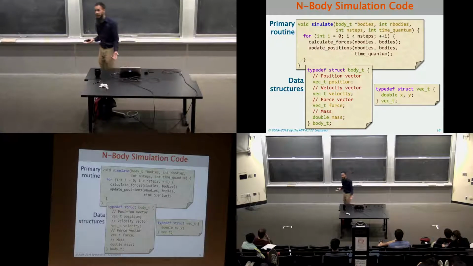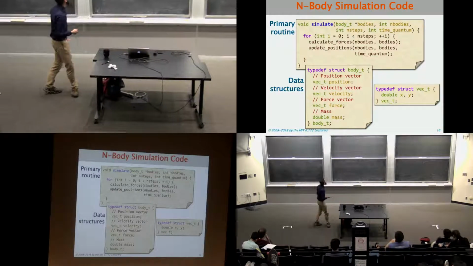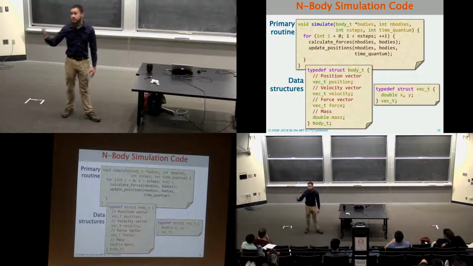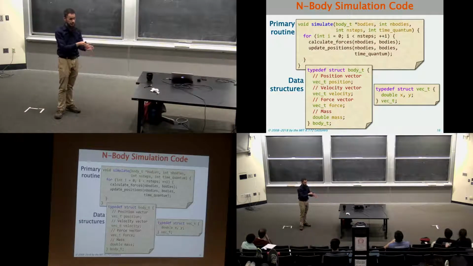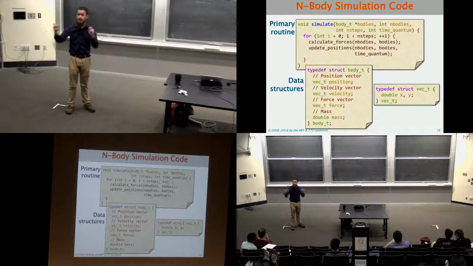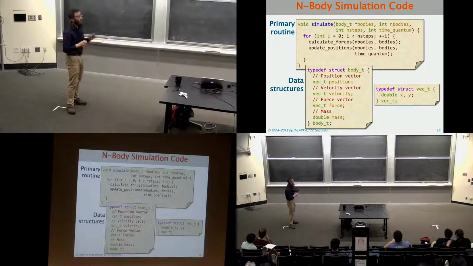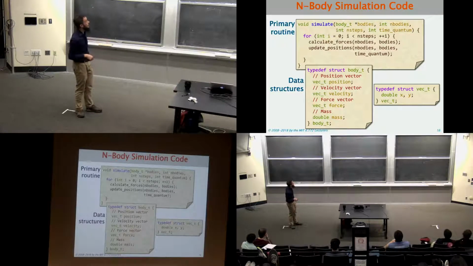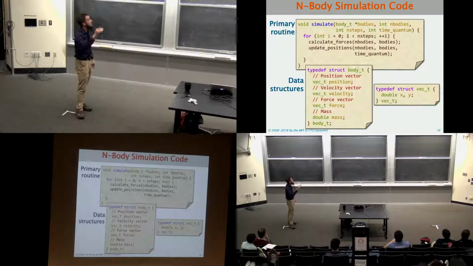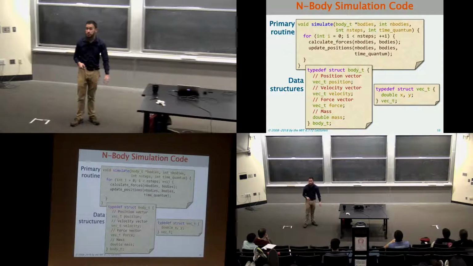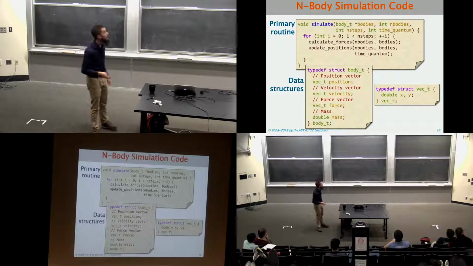At a high level, the n-body code is pretty simple. We have a top-level simulate routine, which just loops over all the time steps during which we want to perform this simulation. And at each time step, it calculates the various forces acting on those different bodies. And then it updates the position of each body based on those forces. In order to do that calculation, it has some internal data structures, one to represent each body, which contains a couple of vector types. And we define our own vector type to store 2 double precision floating point values.